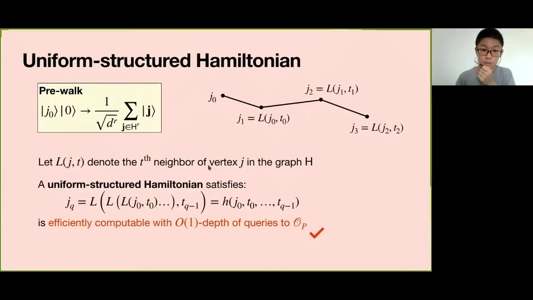Now, the uniform structure Hamiltonian satisfies: given a starting point J0 and a sequence of choices of neighbors t0 to t_{R-1}, the destination is a function that can be efficiently computed with O(1) depth of queries to OP. Note that this is not the formal definition in our paper, but here we want to omit the details to give you the intuition behind this definition. This definition is actually for technical reasons, so it is not very beautiful. But the bottom line is you want to compute the destination of the whole path efficiently in parallel. And the good news is that the uniform structure Hamiltonian still includes many Hamiltonians of practical interest.